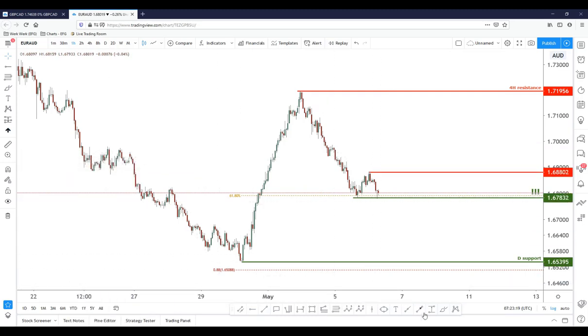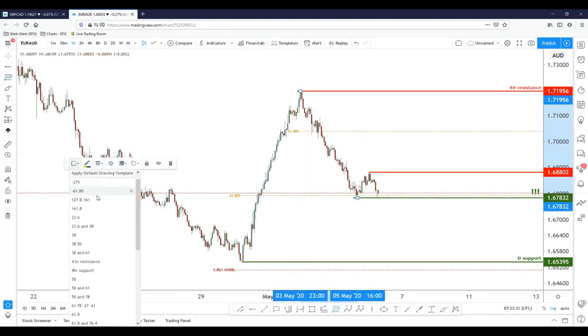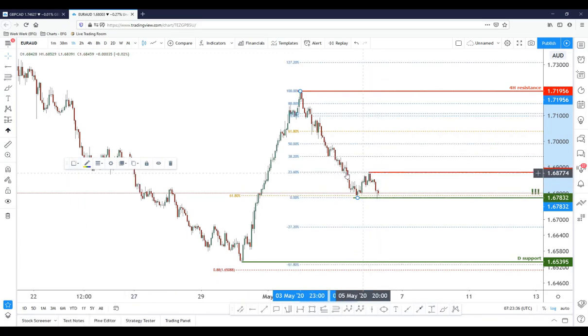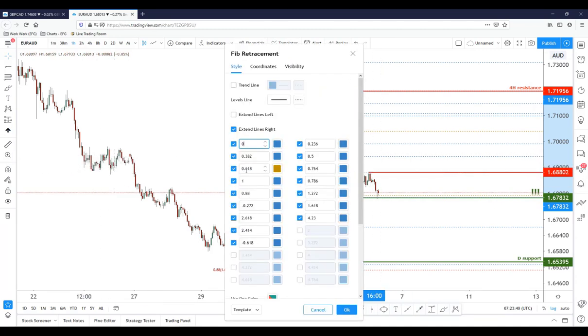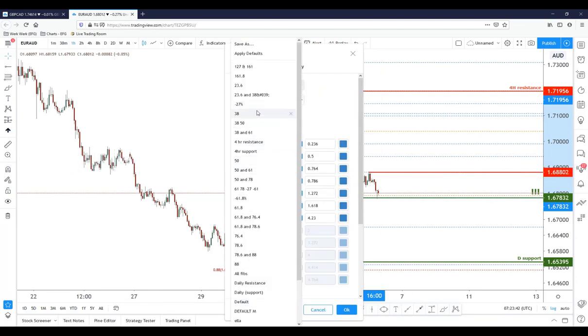Okay, I want to see whether this graphical resistance lines up with any Fibonacci ratio. So I'll take the swing high to this recent low, and I'll use Fibonacci retracement. Open up all Fibonacci ratios, and we see that this recent swing high, this 23.6, falls right on that Fibonacci ratio level. So let me just highlight the 23.6.